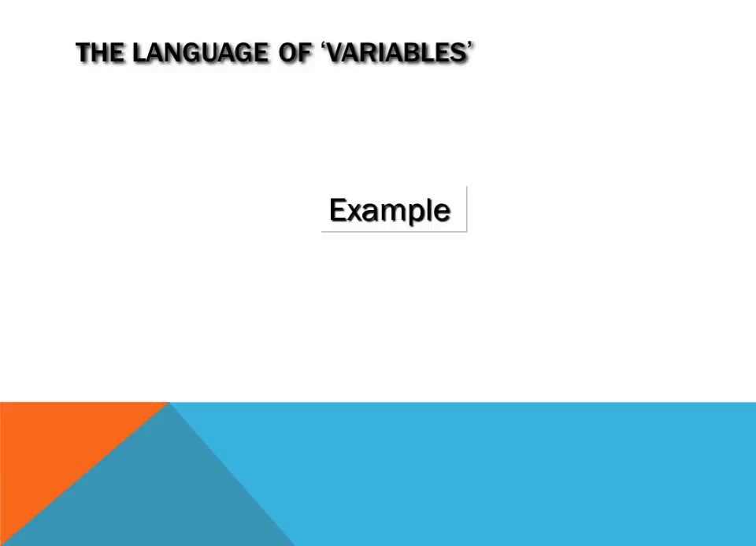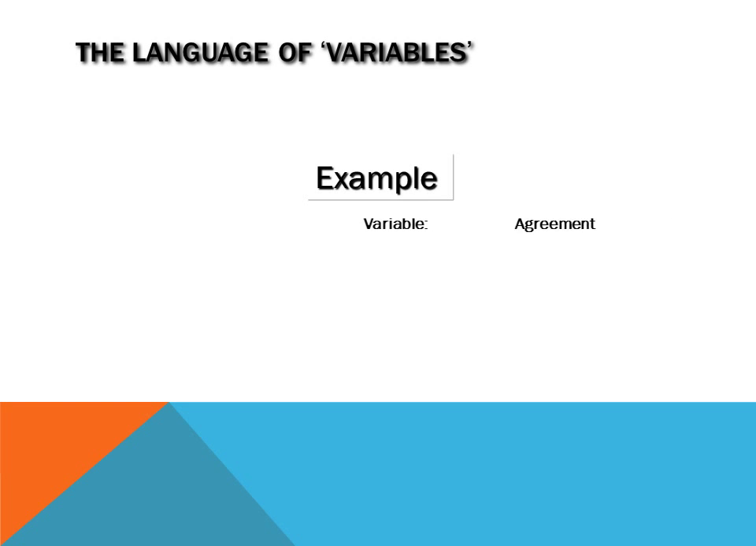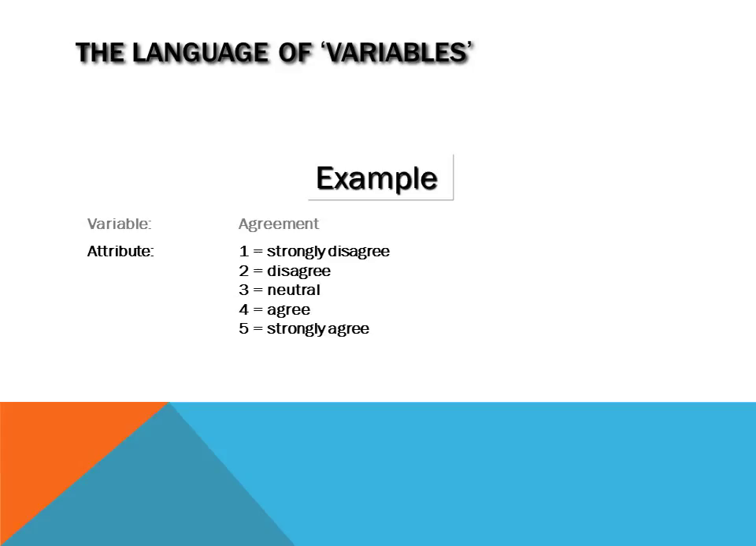Here's another example. Variable sex or gender takes on the attributes male and female. Or agreement, how strongly you agree or disagree. And it takes on the values strongly disagree, disagree, neutral, agree, or strongly agree. And so those are the 5 attributes of the variable agreement.